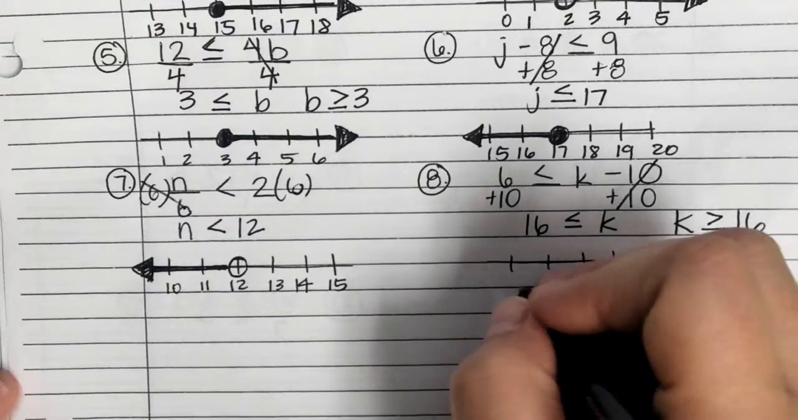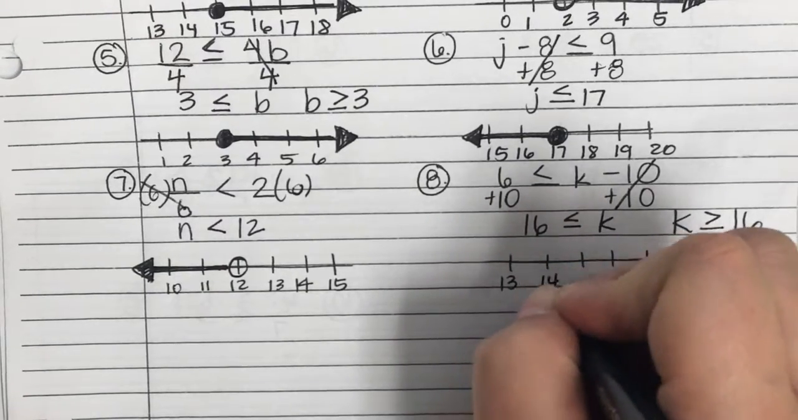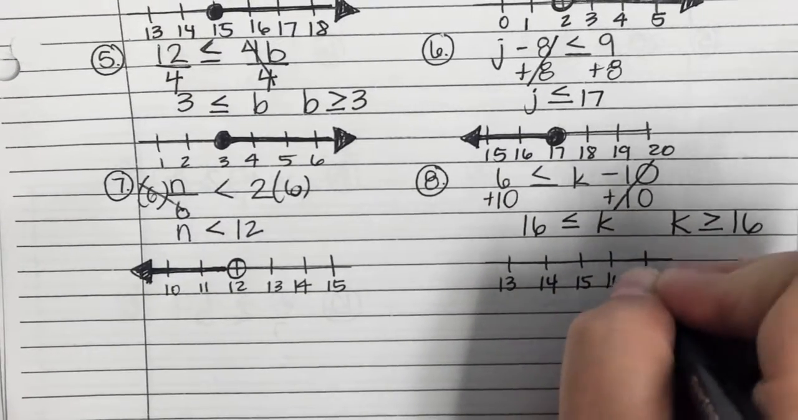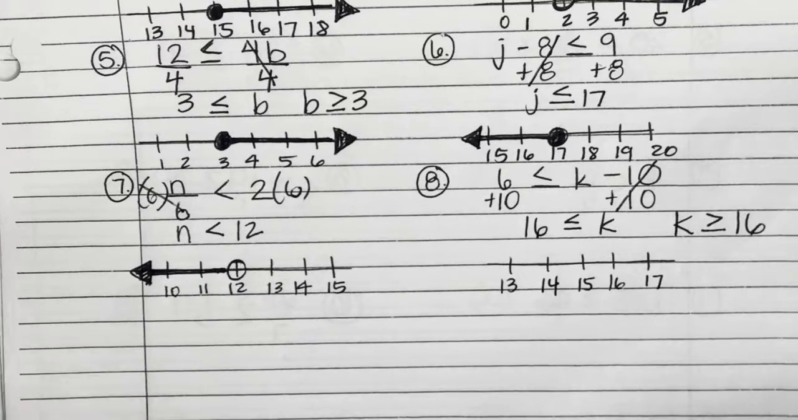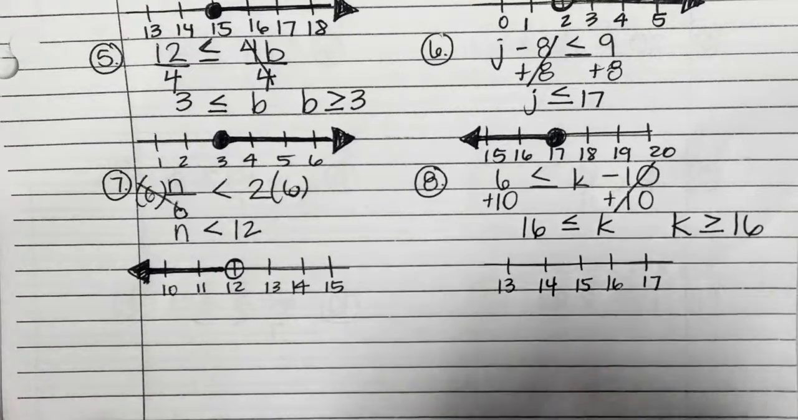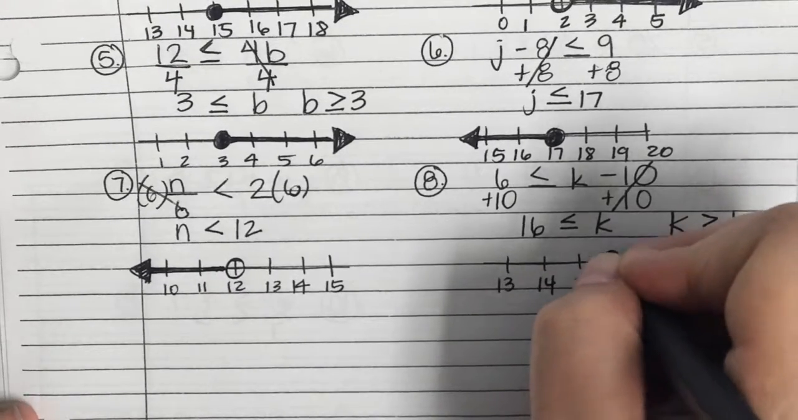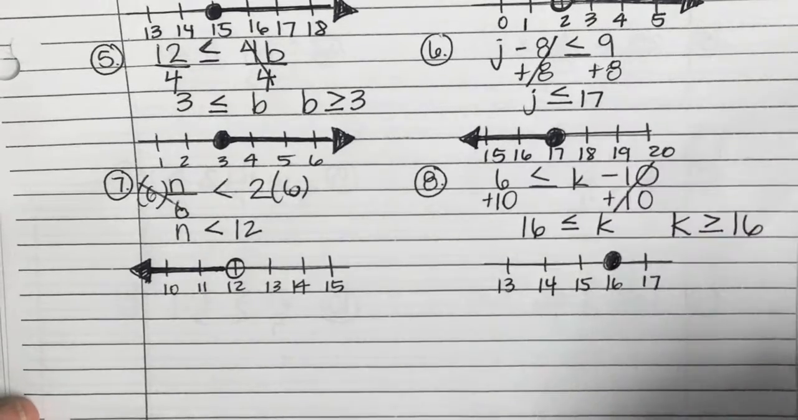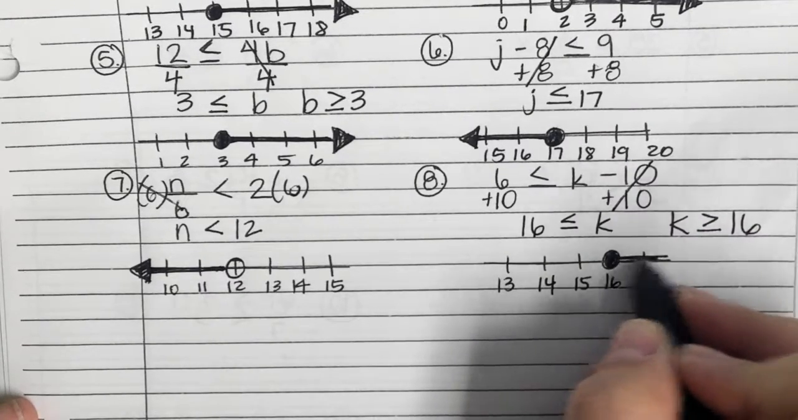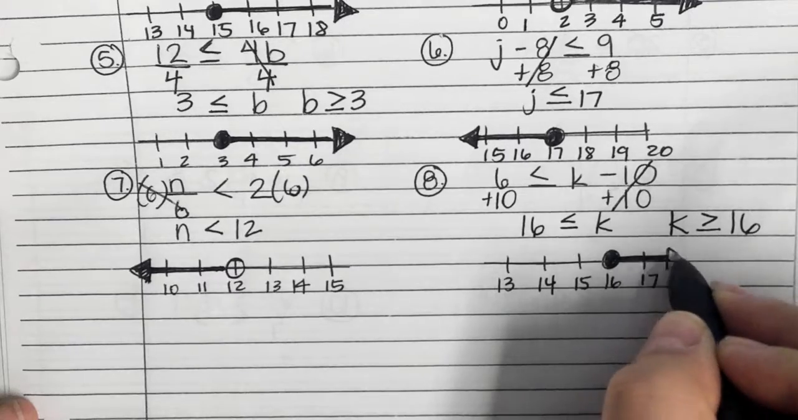All right, so 13, 14, 15, 16, 17. Okay, open or closed circle? Closed, because it's equal to, and which way do we shade in? To the right. Very good. All right, any other questions so far?